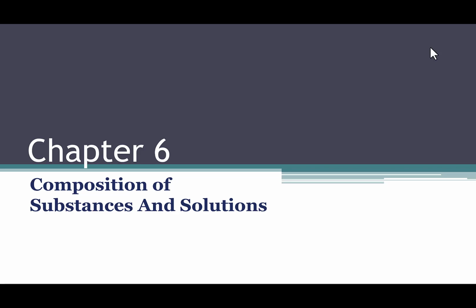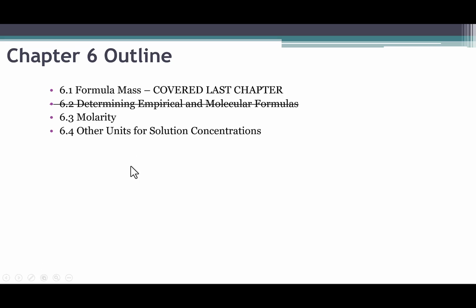This time we're going to cover Chapter 6. So Chapter 6 is going to talk about composition of substances and solutions. It's kind of a general overview if you're in my course. So we've covered actually a lot of Chapter 6 already. So formula mass we actually covered last chapter. And then really the only things we need to cover in this chapter are molarity, and then other units for solution concentrations. And then there's a big one here, titration. So titrations is going to be probably the most difficult video in this lecture series. So pretty short chapter, but let's get to it.